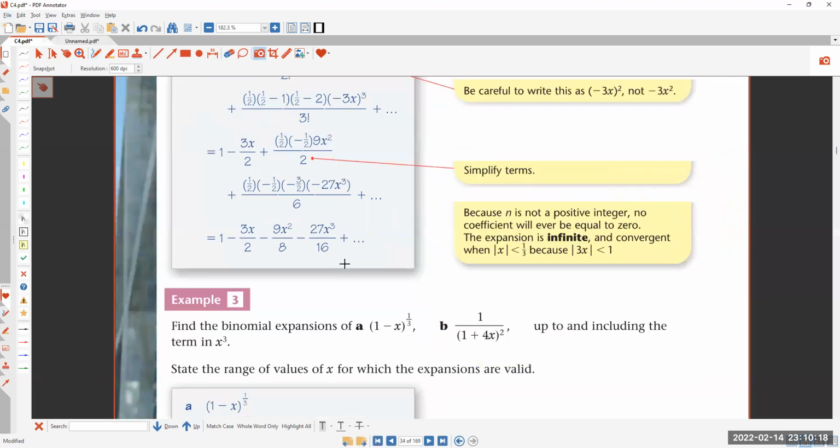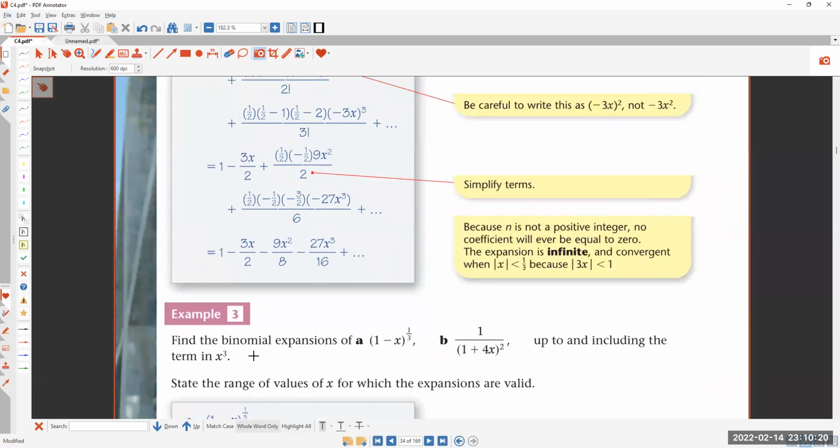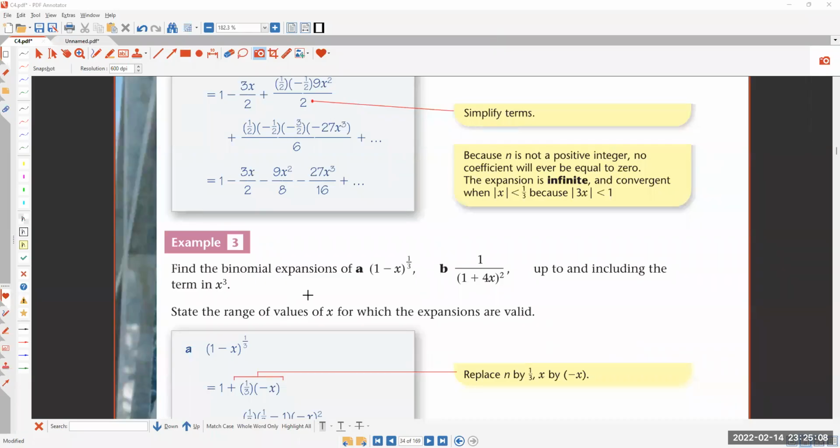Okay, now let's do the next ones. Now these: find the binomial expansion till x cube. You guys will do A and B for me now, then I will again do it anyway. So I'll pause the recording, do A and B.